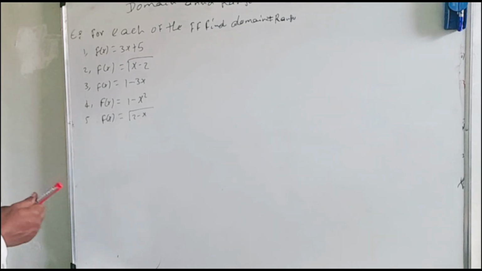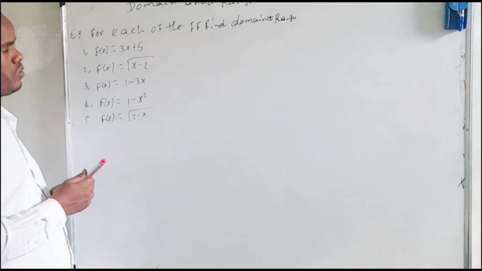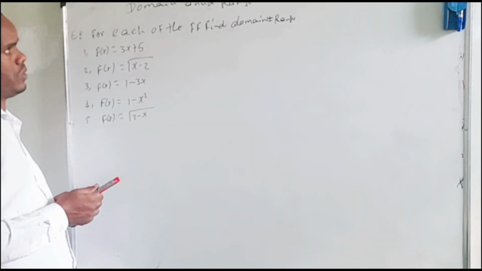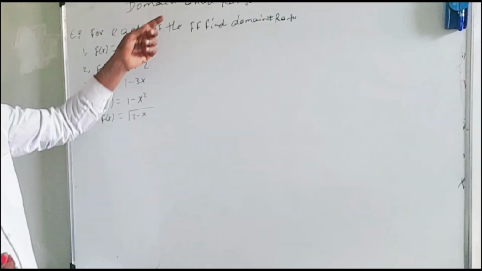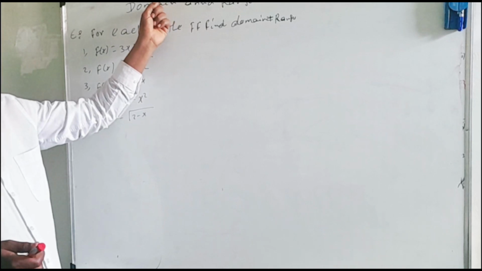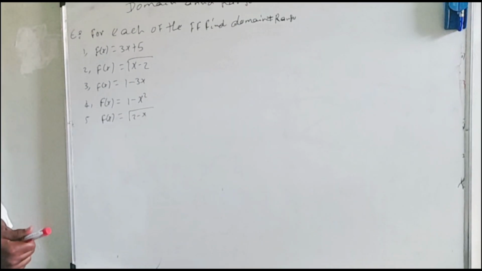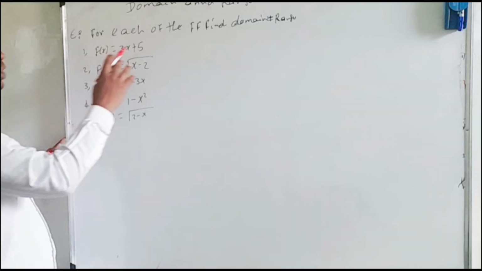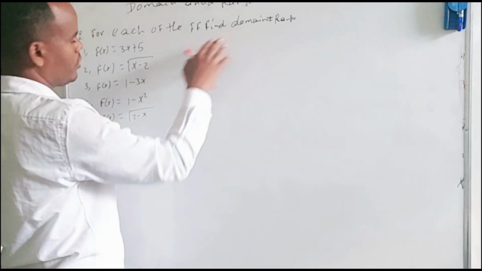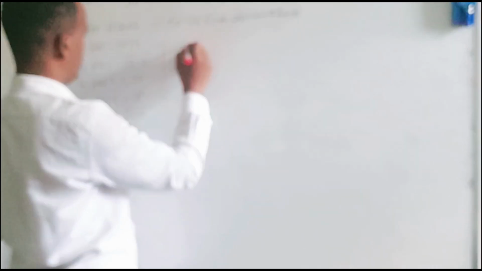The next one is domain and range for each of the following. We know the definitions: domain means the possible values of x, or the input of the function, and range means the possible values of y, or the output of the function. The domain is also the pre-image of the range. For each of the following, find the domain and range. For example, the first one, here is the solution.